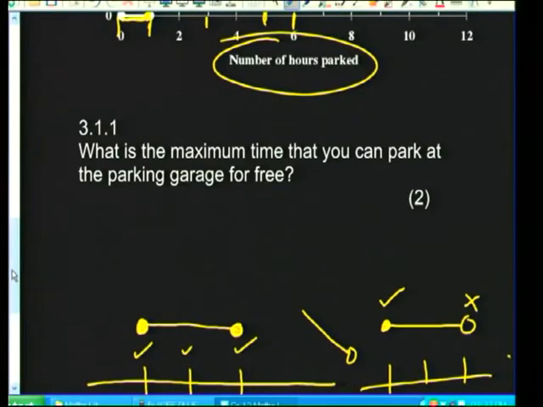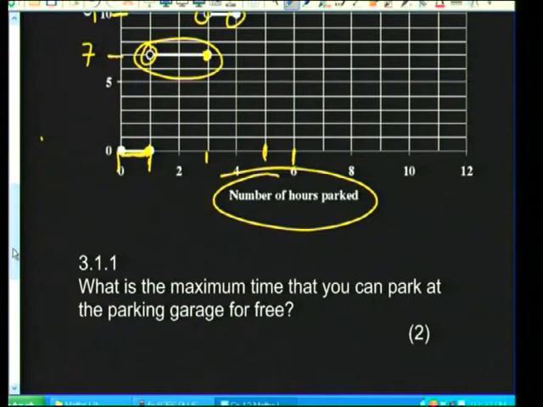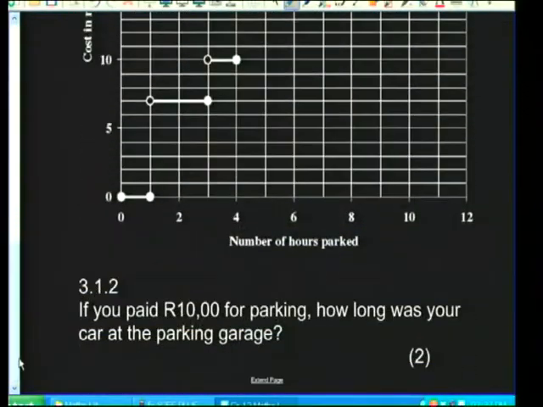What is the maximum time that you can park at the parking garage for free? Let's have a look at it. So for free, I can park up to 1 hour, because there's a closed circle on the one which says including that 1 hour, you stay for absolutely free. Okay. Now, my next question. If you pay 10 rand for parking, how long was your car at the parking garage?